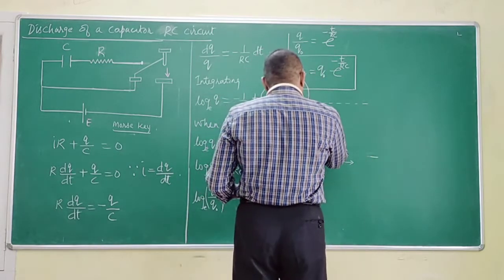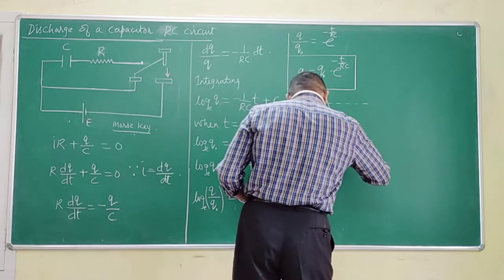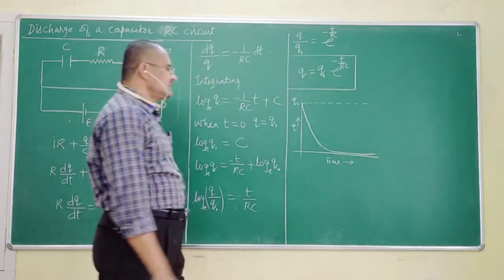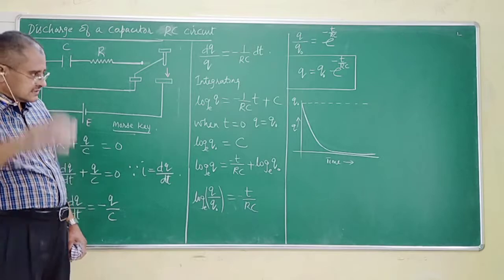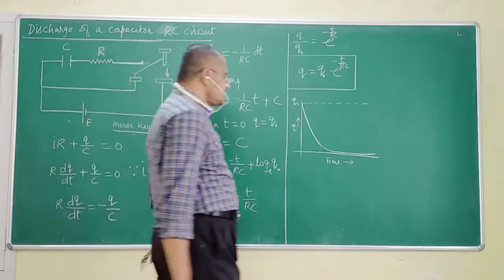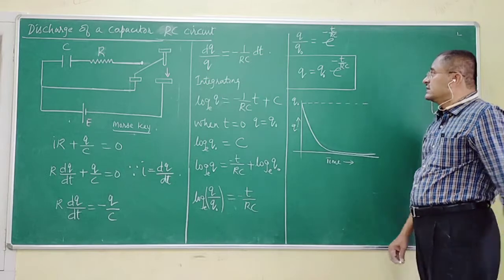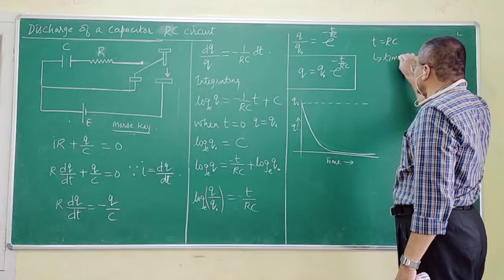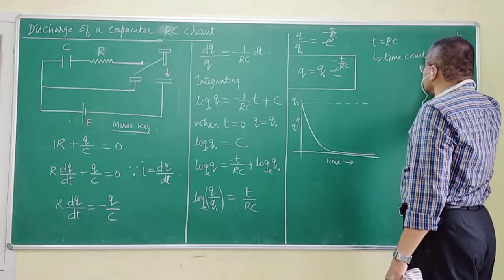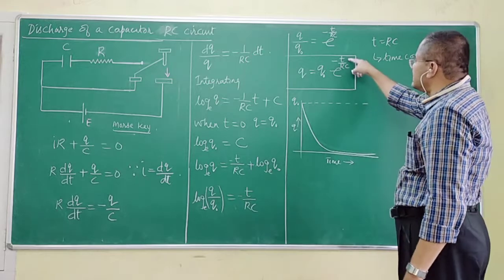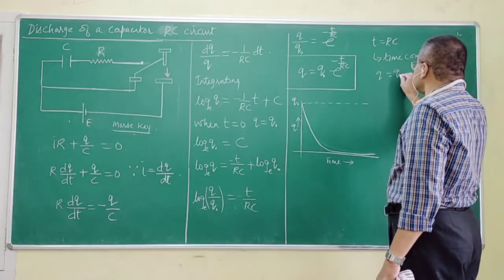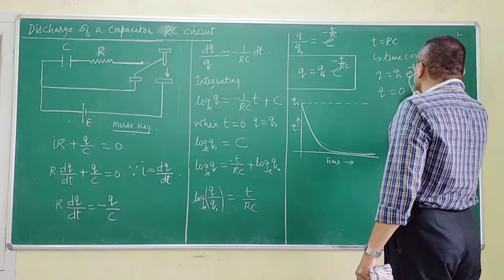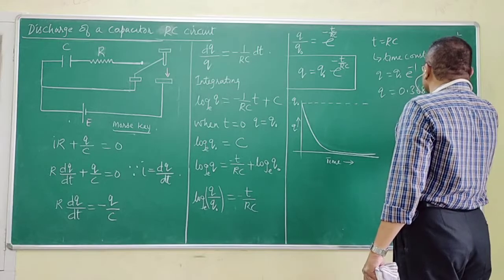You can read on this. It will touch the x-axis at infinity. Now, as I said already, T is equal to RC is the time constant. Therefore, if I put T is equal to RC here, the expression becomes Q naught e to the power minus 1, and this will be Q is equal to 0.368 times Q naught.